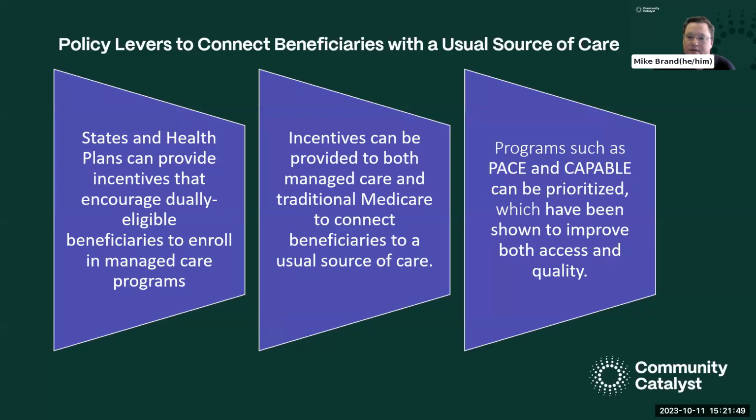Within each of these priority policy areas, we also put forward actionable policy recommendations to help move towards a larger goal. For example, to connect beneficiaries with a usual source of care, states and health plans can provide incentives that encourage duly eligible beneficiaries to enroll in managed care programs. Incentives can be provided to both managed care and traditional Medicare to connect beneficiaries to a usual source of care. And programs such as PACE and CAPABLE can be prioritized, which have been shown to improve both access and quality of care.